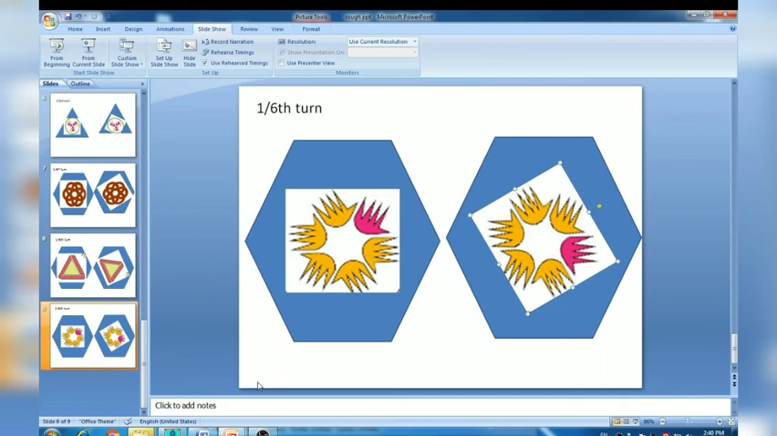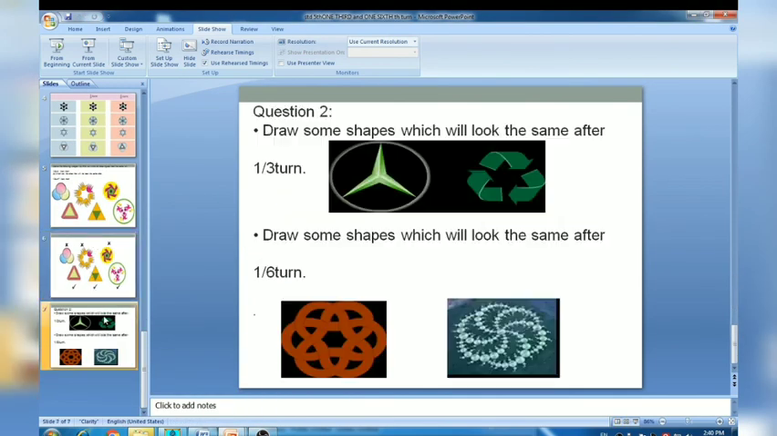So like that, by using the triangle for 1/3 turn and the hexagon for 1/6 turn, you can do your activities. You can take any shapes and see whether they look the same on 1/6 turn or 1/3 turn, or like that you have to justify your answer with 1/4 turn and half turn also. So like that we are going to solve our next question.